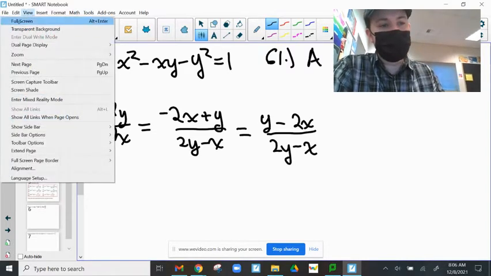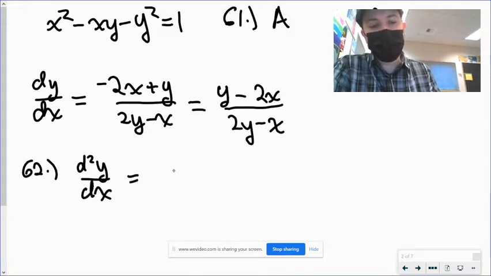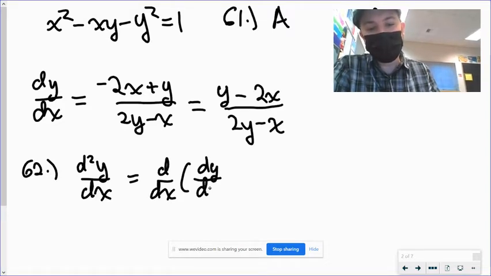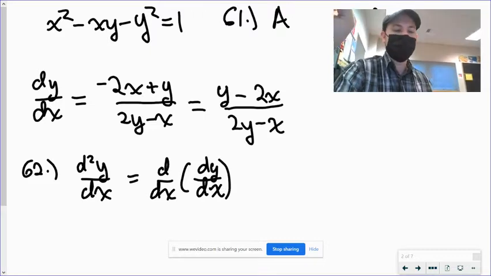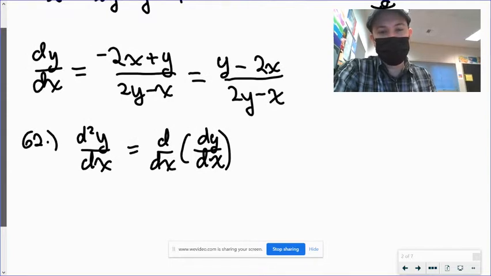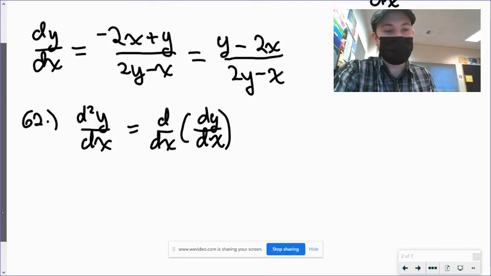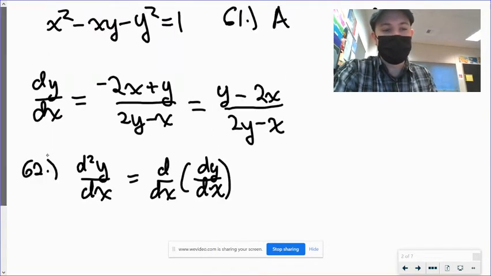So let's go ahead and get to the heart of this question, which is with 62, where they want us to find the second derivative. Of course, the second derivative being the derivative of our first derivative. It's how it's always been, right? So in other words, I need to take dy dx equals y minus 2x over 2y minus x and differentiate it. It is a quotient, and we're not getting around this one. We're going to be using the quotient rule.